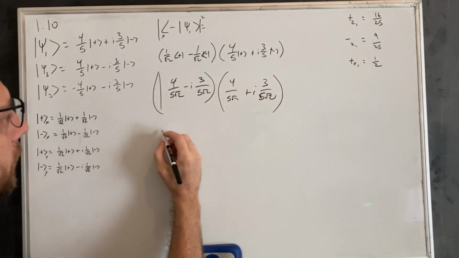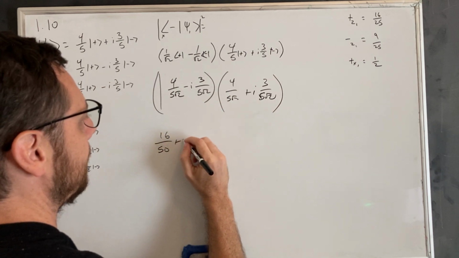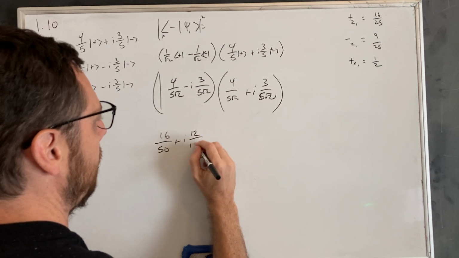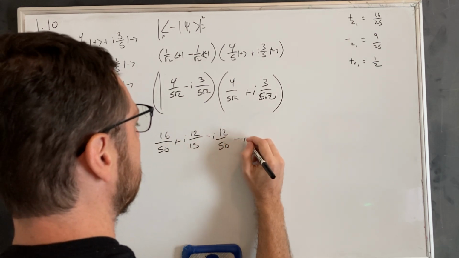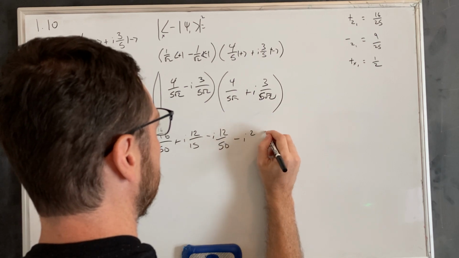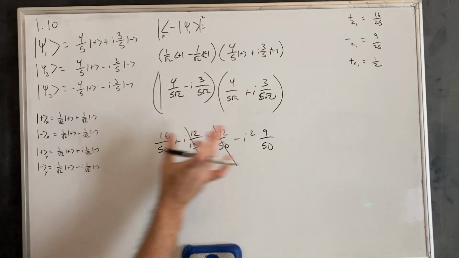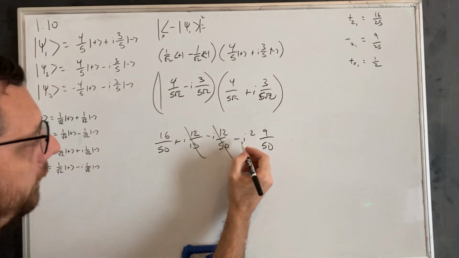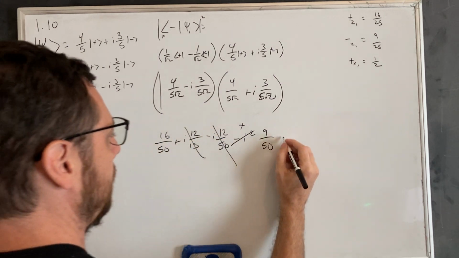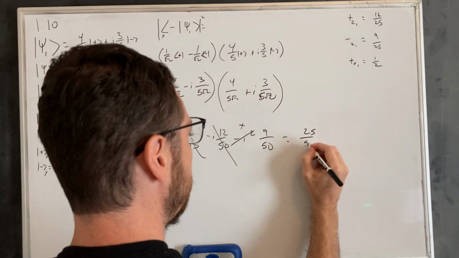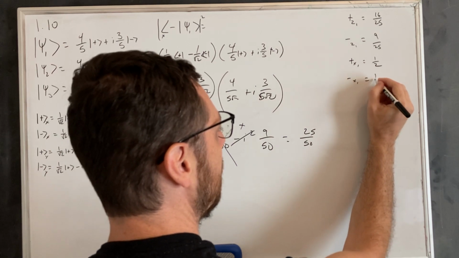And again, FOIL this out. So we have 16 over 50 plus i 12 over 50 minus i 12 over 50 minus i squared 9 over 50. Again, these cancel out. Again, it's going to be 16, and that's going to be plus. And then that's going to be 25 over 50 again, or 1/2. So minus in the x for the first state is going to be 1/2 also.